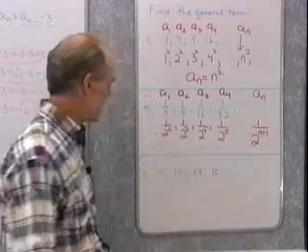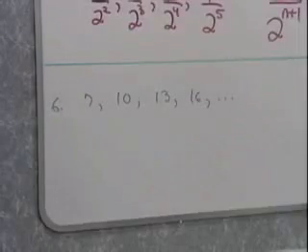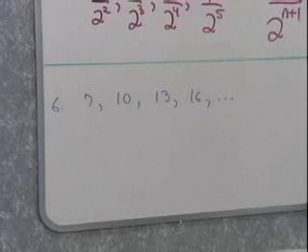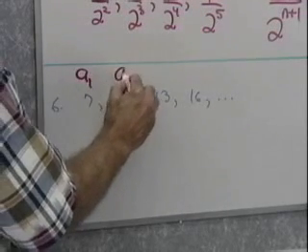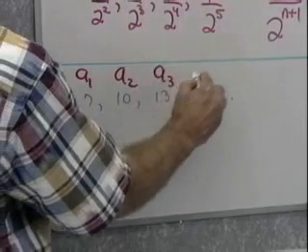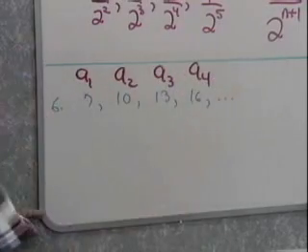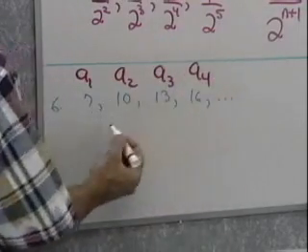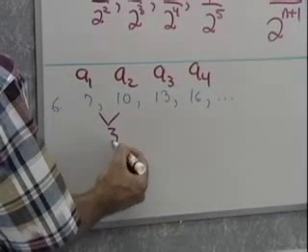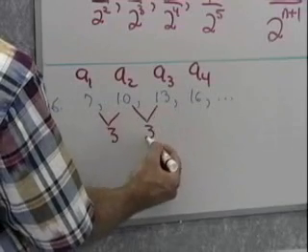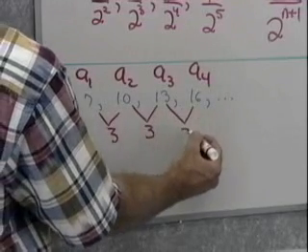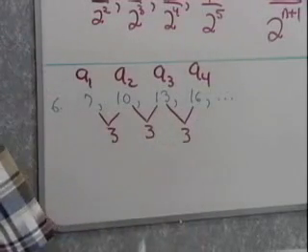Okay, let's go down to the next problem, 7, 10, 13, and 16. That doesn't seem to make too much sense, or does it? Well, let's see. Again, this is the first term, second term, third term, fourth term. If I look at the sequence itself, it looks like I add 3 to 7 to get 10, I add 3 to 10 to get 13, and I add 3 to 13 to get 16.